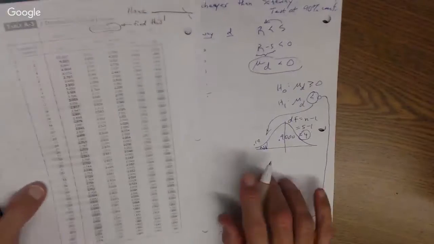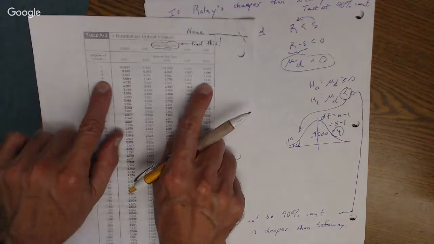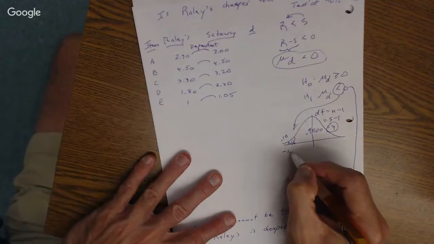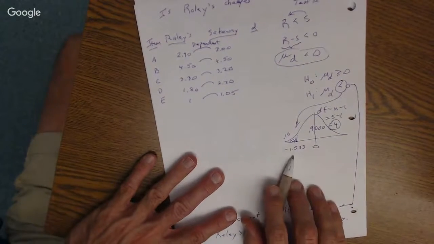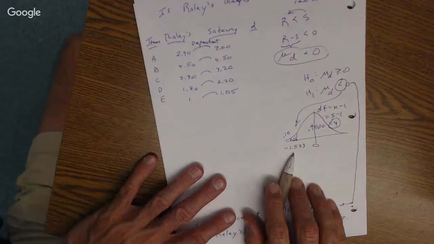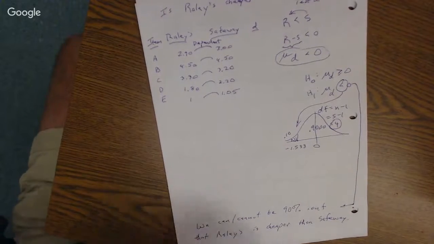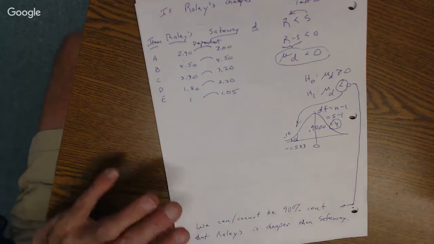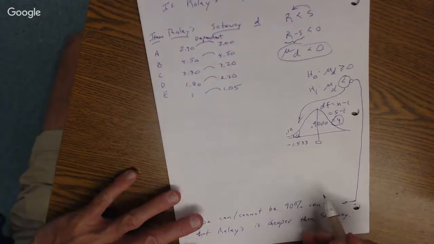So critical T, 10% and 4 degrees of freedom, is going to be 1.533. And you have to know to make it negative because it's in the left tail. That's a little trick sometimes people forget. Left-tailed test has got to be negative, always, always, always. So negative 1.533 will be the critical T, 10% in the tail. Okay, that's step 2. Step 3 is find our data's T.